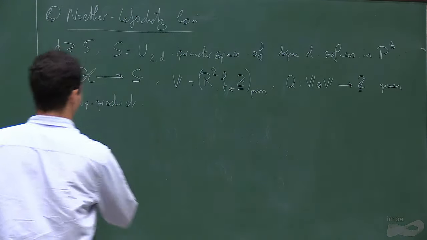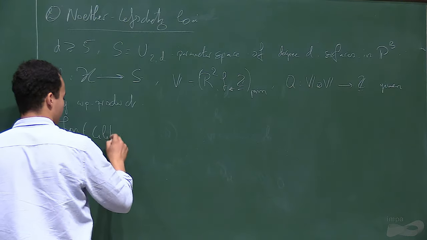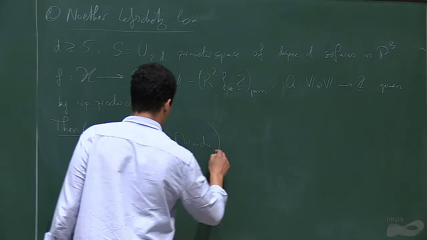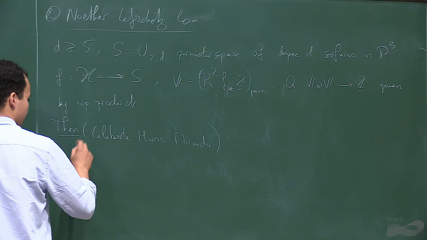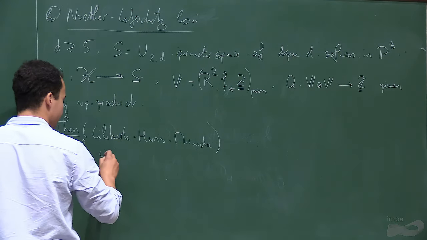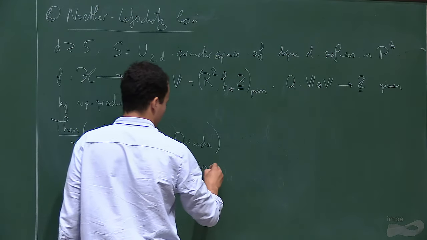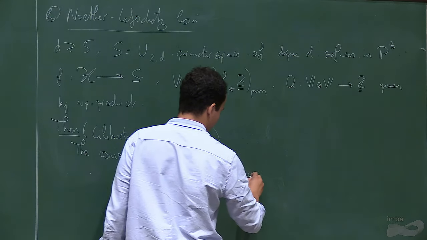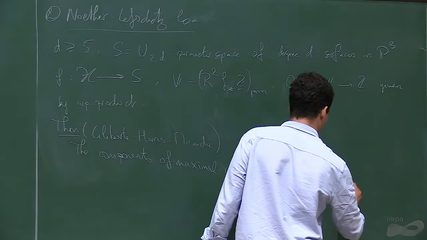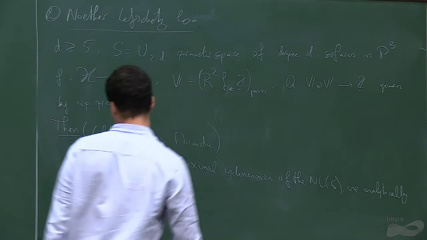And now what I would like to discuss is this theorem of Ciliberto, Harris, Miranda, which says that the components of maximal codimension, minimal dimension, of the Noether-Lefschetz locus of S are analytically dense in S.